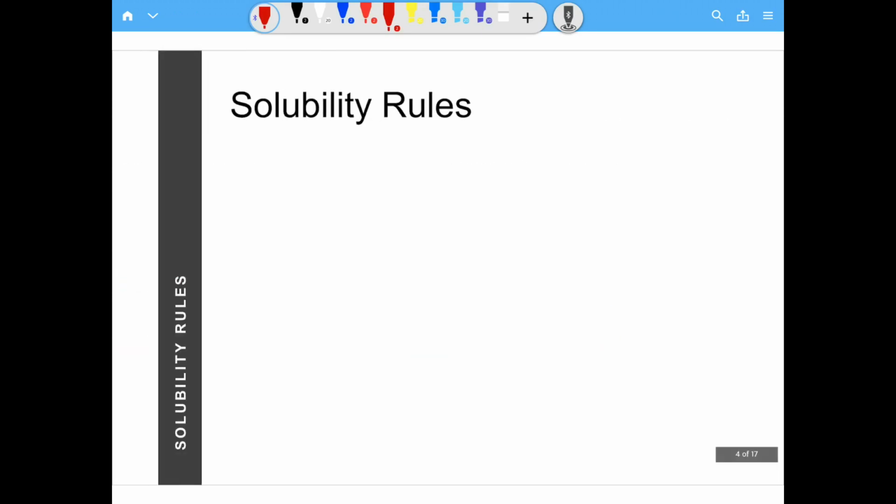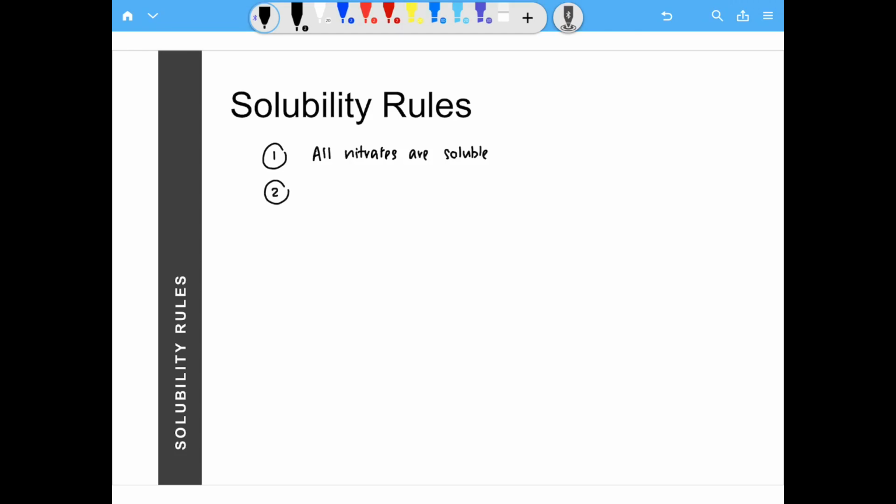There are essentially 5 rules that will allow you to determine whether a salt is soluble in water, meaning it dissolves in water, or is insoluble in water, meaning it doesn't dissolve in water. And here are the 5 rules. Rule number 1: all nitrates are soluble. So if you see a nitrate, it is definitely soluble. For example, sodium nitrate is definitely soluble, silver nitrate definitely soluble.